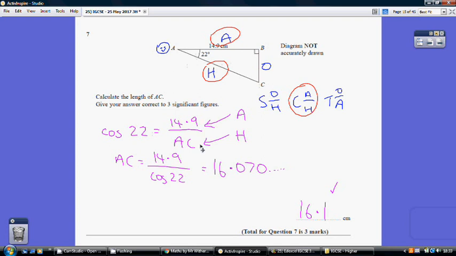length AC. So we've got to just do a little bit of algebra to sort this out. So first of all, multiply by AC, then divide by cos 22. So we get the length AC being 14.9 over cos 22. Pop this into your calculator and you get AC being 16.070... So to 3 significant figures, 1, 2, 3. Do we round the naught up? Yes, we do. So 16.1.